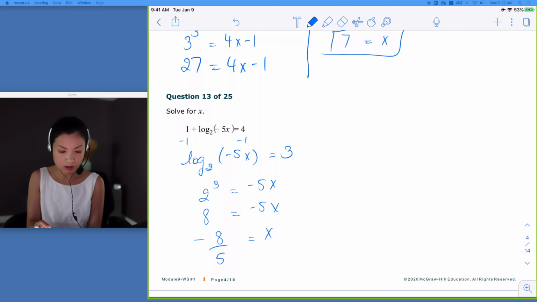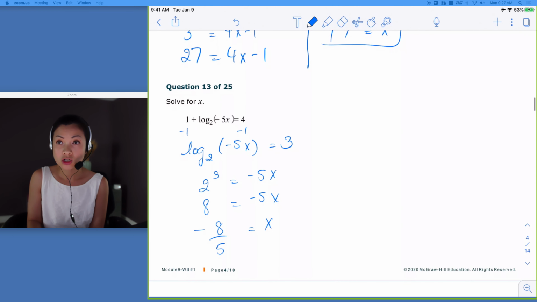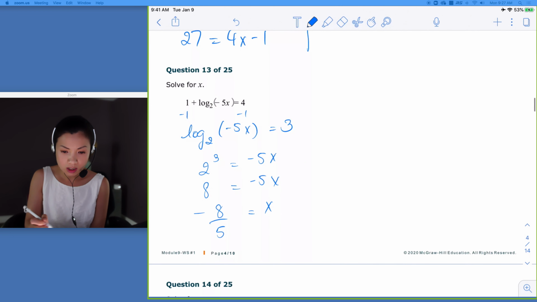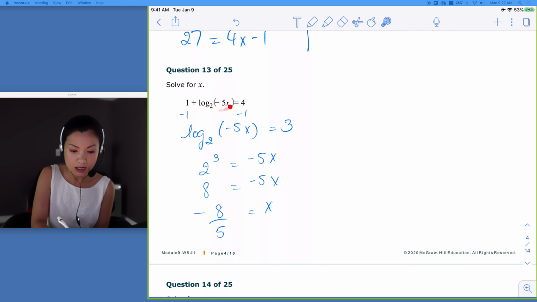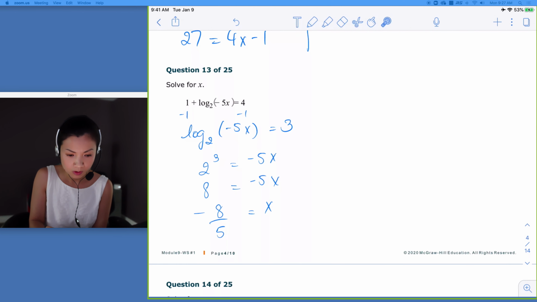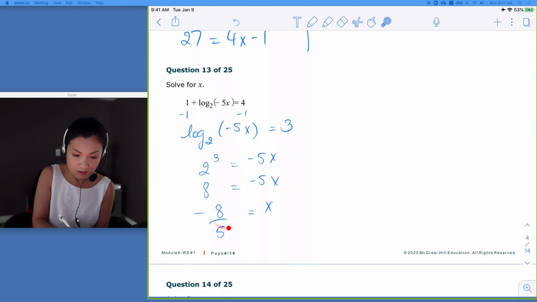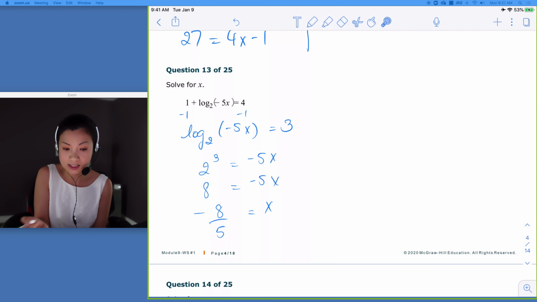Very important. Make sure when you check your solution, the argument cannot be negative here. Okay, so the argument cannot be negative. So you see right here, I have a negative. I plugged in a negative. It's going to be a positive.